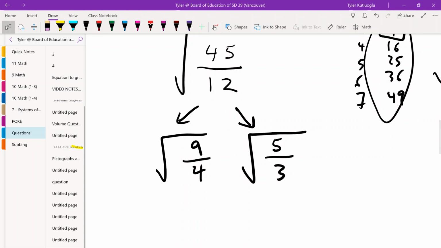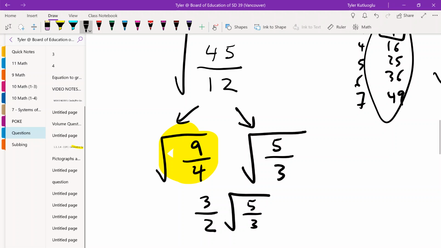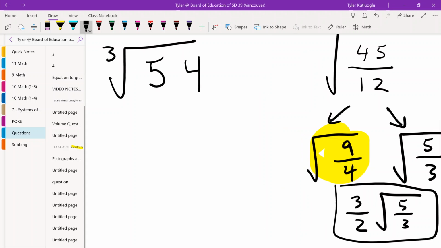So now this one can be simplified using the square root. So it's going to become 3 over 2, and then keep this inside the radical sign. So that's our final simplified mixed radical.